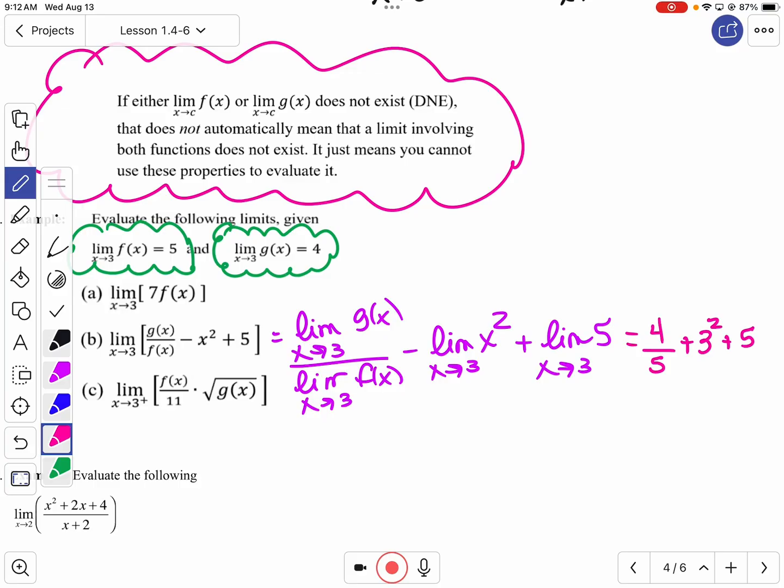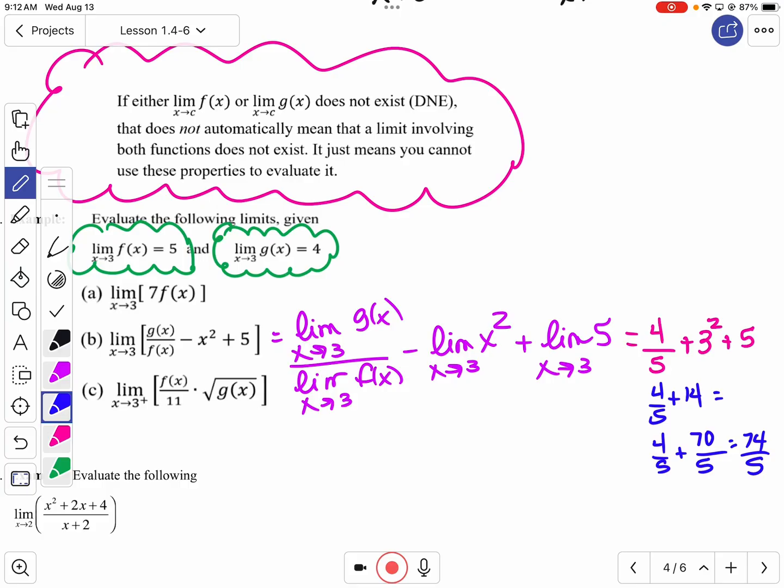And then we would do the arithmetic. 3 squared plus 5, that would be what, 14? So I have 4/5 plus 14. Let's see, 14 times 5 would be 70. 0 carry 2. Yep. So I would get 74/5 is the value of that limit. Okay. So just using what we know, direct substitution, plugging things in.